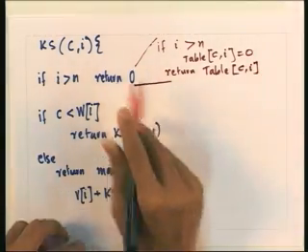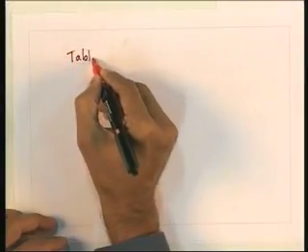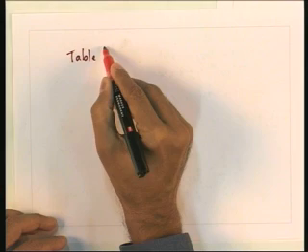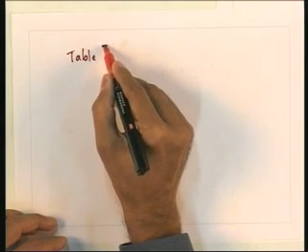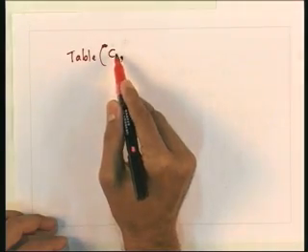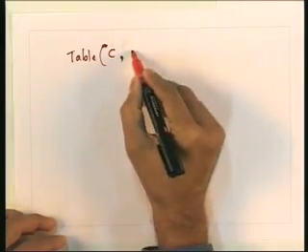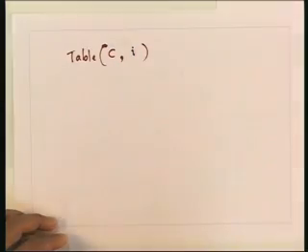So this is what this statement is going to be replaced by in our optimized version. Let me just remind you that the idea is to remember values before we calculate them. So we are going to have another global array called table, and table is going to be a two-dimensional array. The first index corresponds to all possible capacities, and the second index corresponds to all the possible values of i.